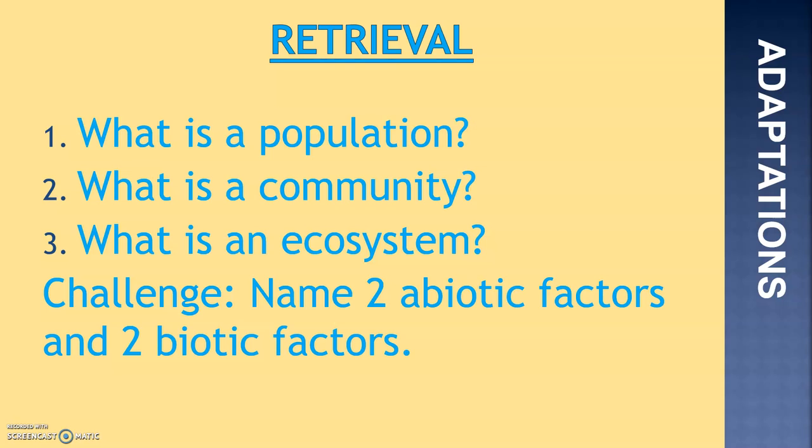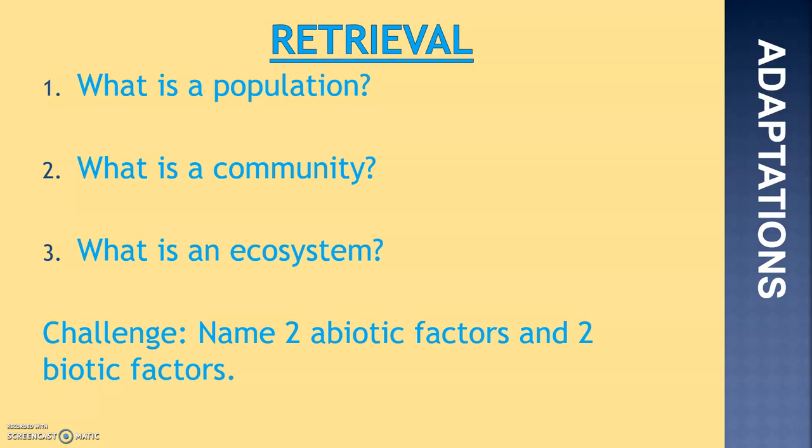All right. Well done. Now, the question is asking what is a population? What is a community? What is an ecosystem? And the challenge question for you was to name two abiotic factors and two biotic factors. All right. So the first question is asking what is a population? What do you think a population is?